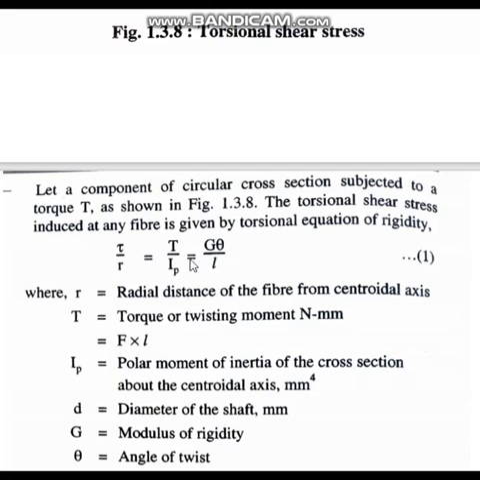Okay, and what is IP? IP is the polar moment of inertia. This moment of inertia you must have studied in applied mechanics. Now we are not going to derive all those things, we just use the formula. IP is the polar moment of inertia of the cross section about the centroidal axis. This polar moment of inertia has the unit mm to the power 4. So on the top is T, Newton millimeter, and at the bottom is millimeter to the power 4.